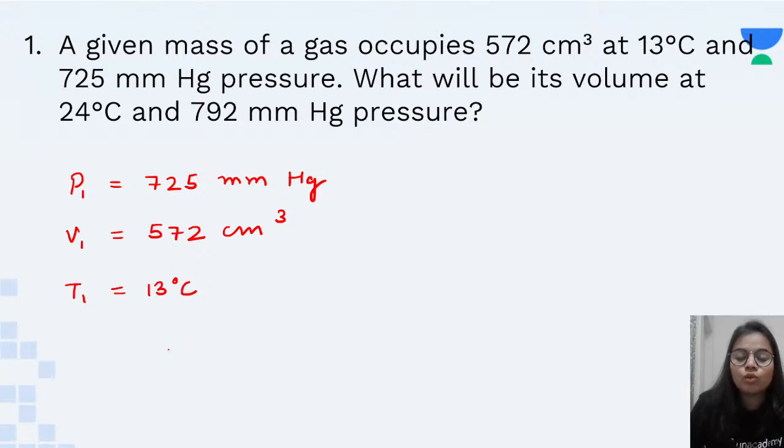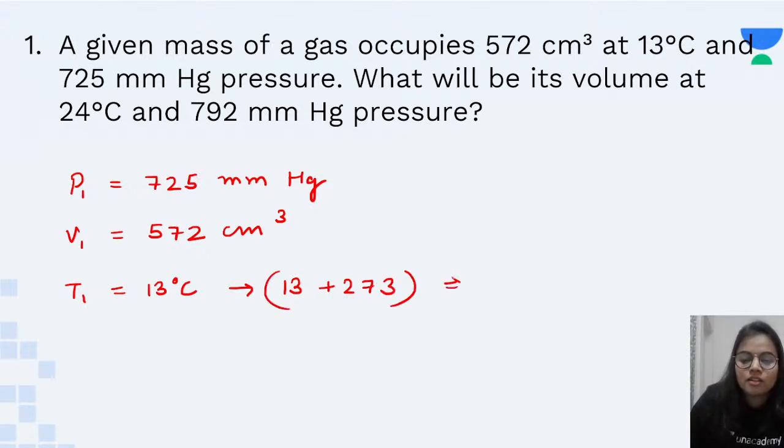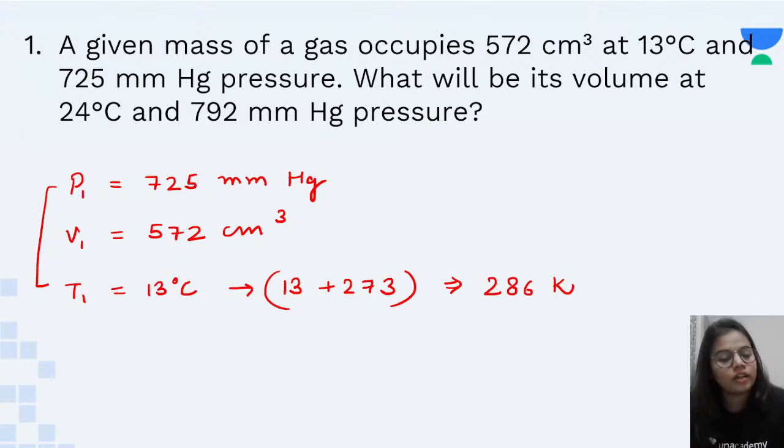Now we will be converting it into standard value. So we will be converting Celsius to Kelvin. From Celsius to Kelvin, we just need to add 273. So what is the temperature now in Kelvin? 286 Kelvin. So these are the three values. Okay, so P1, V1 and T1 are sorted.